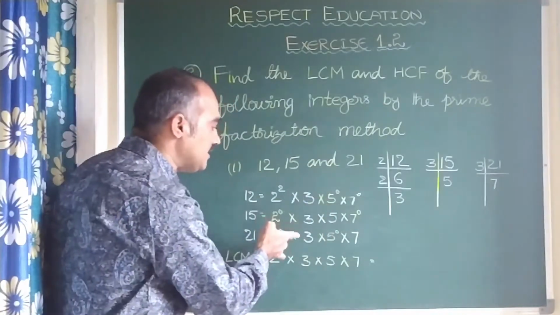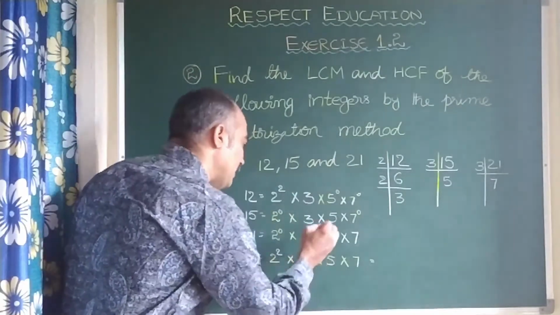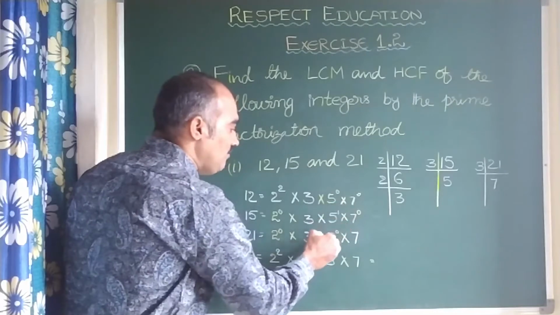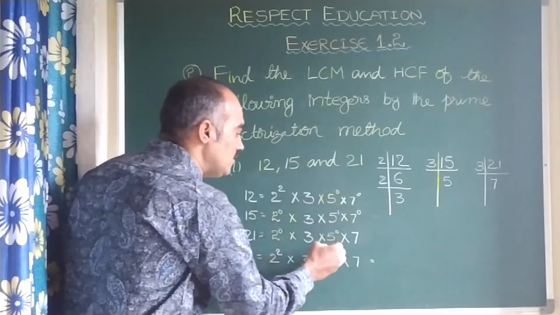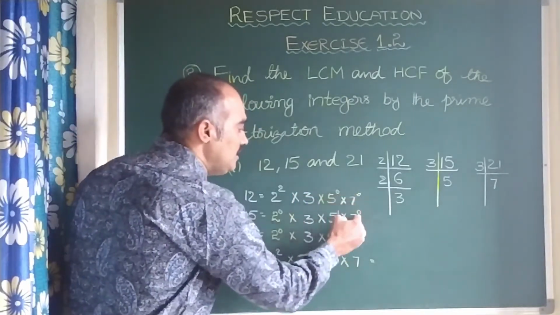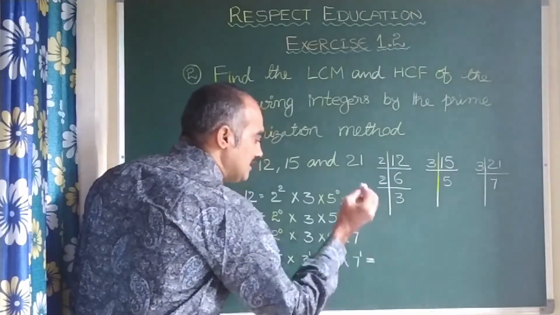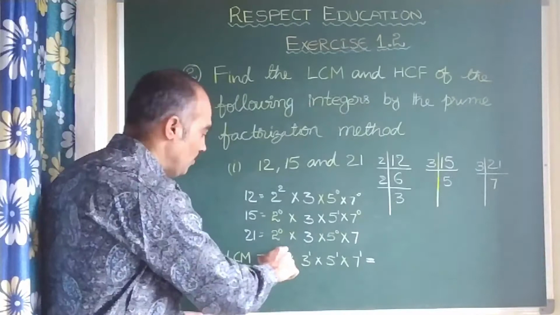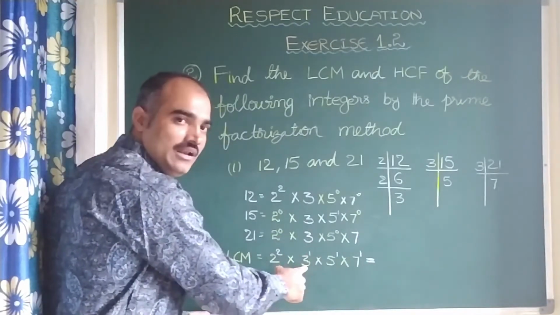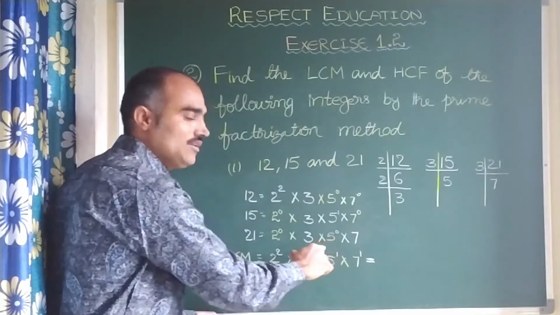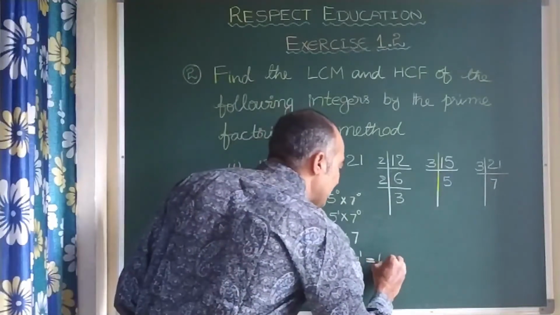So highest is 1 itself. Here 5 power 0, 5 means 5 power 1, children. 5 power 0, 0, 1, 0, 1 is highest. 7 power 0, 0, 1, 1 is highest. So if you multiply, you will get the LCM here, children. 2 square is 4. 4 3s are 12, 12 5s are 60, 60 into 7, 6 7s are 42, so it is 420.